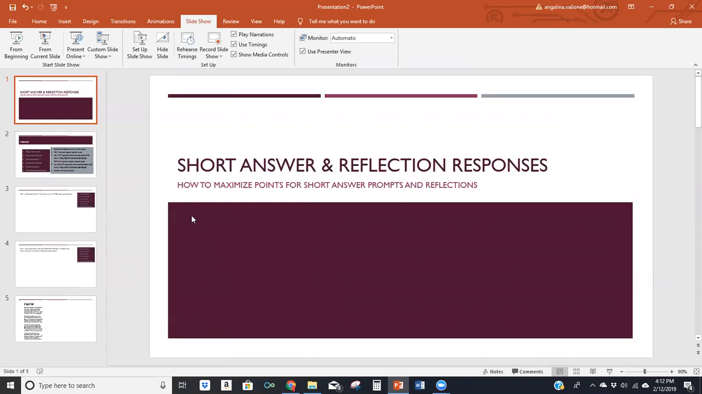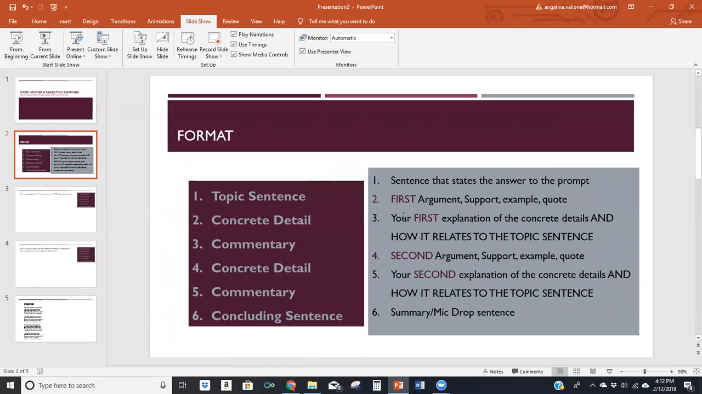And the cool thing is, at least I know for all of the English courses and at least a couple of the history courses that I've seen, you will be asked a question, but they're going to provide the format for you to follow. And I'm going to review that format and then use that format to answer a couple sample prompts, okay? So let's first look at the format.